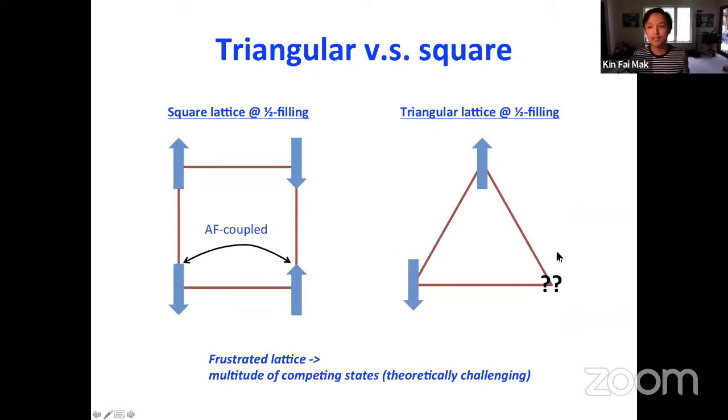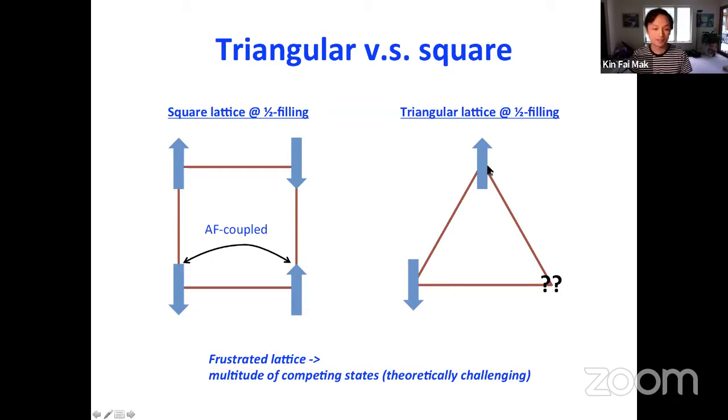Okay, and a few more words on this Hubbard model. It's on a triangular lattice, not on a square lattice like in the cuprates. So at half filling, for a square lattice we expected an antiferromagnetic ground state, but the triangular lattice is actually trickier because of the geometric frustration.